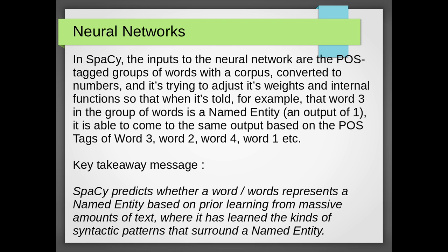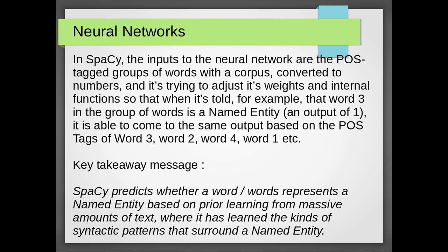So in spaCy, the inputs to our neural network are the POS-tagged groups of words within a corpus. This word, which is a determiner, this word, which is a noun, etc. And those POS-tagged groups of words are converted to numbers, because computers have to deal in numbers, and therefore a neural network has to work with numbers. And we'll come on to how that's done in a bit.